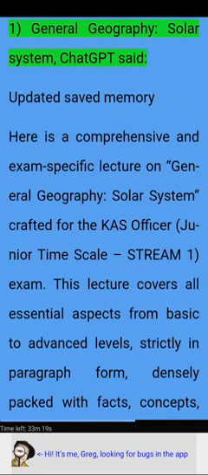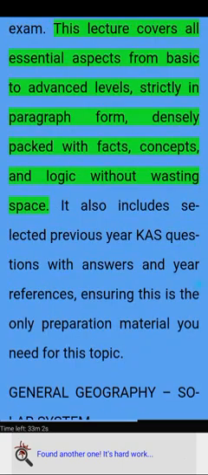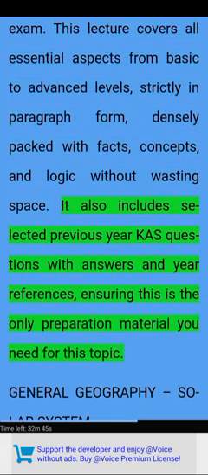General geography, solar system. Here's a comprehensive and exam-specific lecture on general geography, solar system, crafted for the CAS officer, junior time scale, stream 1 exam. This lecture covers all essential aspects from basic to advanced levels, strictly in paragraph form, densely packed with facts, concepts, and logic without wasting space. It also includes selected previous year CAS questions with answers and year references, ensuring this is the only preparation material you need for this topic.